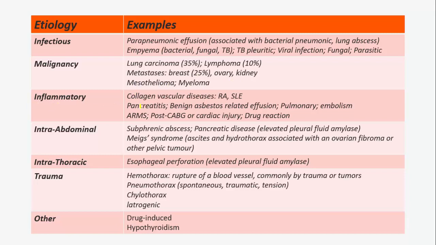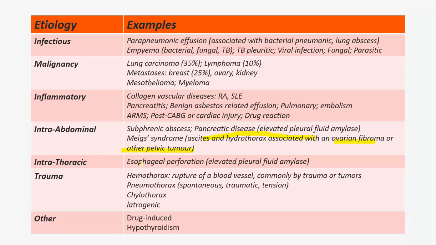Behind inflammatory causes: collagen vascular diseases, rheumatoid arthritis, SLE, pancreatitis, benign asbestos related effusion, pulmonary embolism, cardiac injuries, drug reaction. And behind intra-abdominal: subphrenic abscess, pancreatic disease with elevated pleural fluid amylase, Meigs syndrome. What is Meigs syndrome? There is ascites and hydrothorax associated with ovarian fibroma or other pelvic tumor.